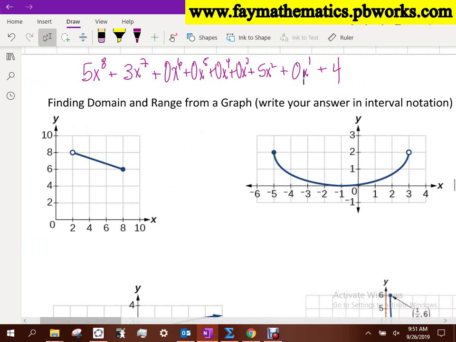Finding the domain and range of a graph. Hopefully you've already had some exposure to this, but this is probably one of the most important things that we're going to talk about all year. And if it's not until mid-November that you really pick up on what domain and range is, you're going to miss out on a lot. Okay? Domain. Anybody remember what the domain is?